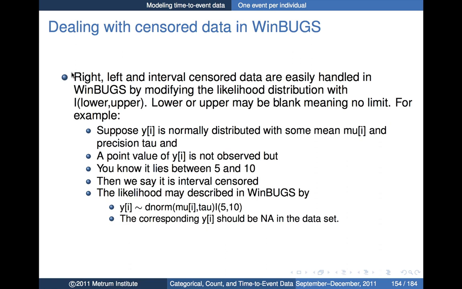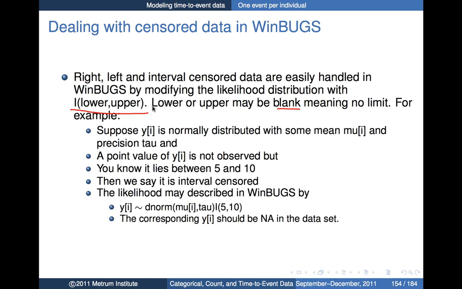WinBUGS has a specific functionality for dealing with this kind of censoring. As I comment here, right, left, and interval censored data are easily handled in WinBUGS by modifying our likelihood function with this I modifier. It'll have I, and in parentheses, an argument for a lower bound and an argument for an upper bound. And lower and upper in this modifier can be blank. In the case where it's blank, it means there's no limit.